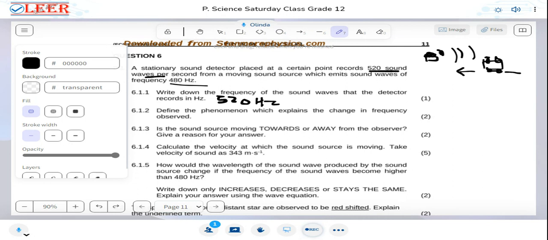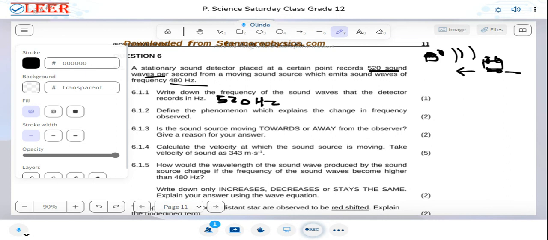Another answer would be that the change in observed or detected frequency is a result of relative motion between the sound source and the listener. It's due to the fact that there are different velocities, that there is relative motion between the sound source and the listener. So that's why there's a change in observed or detected frequency.